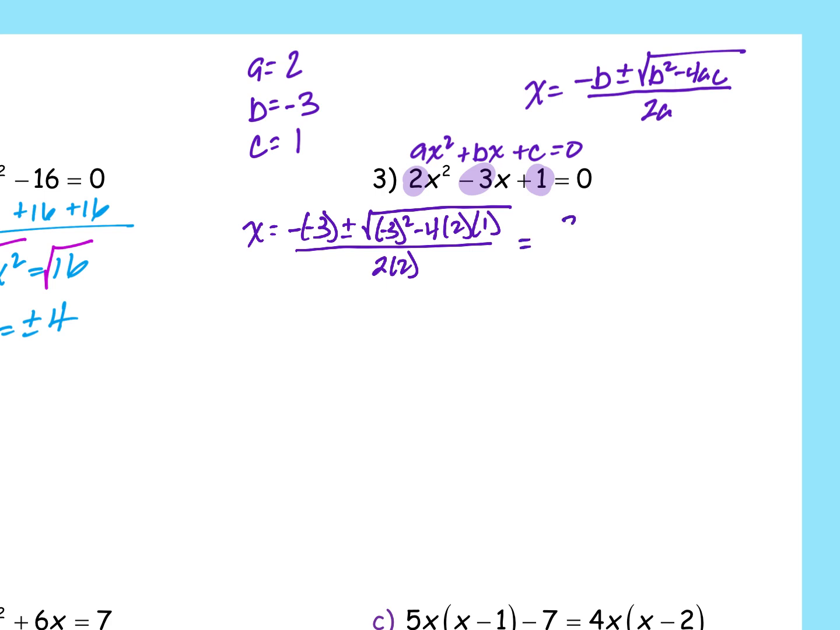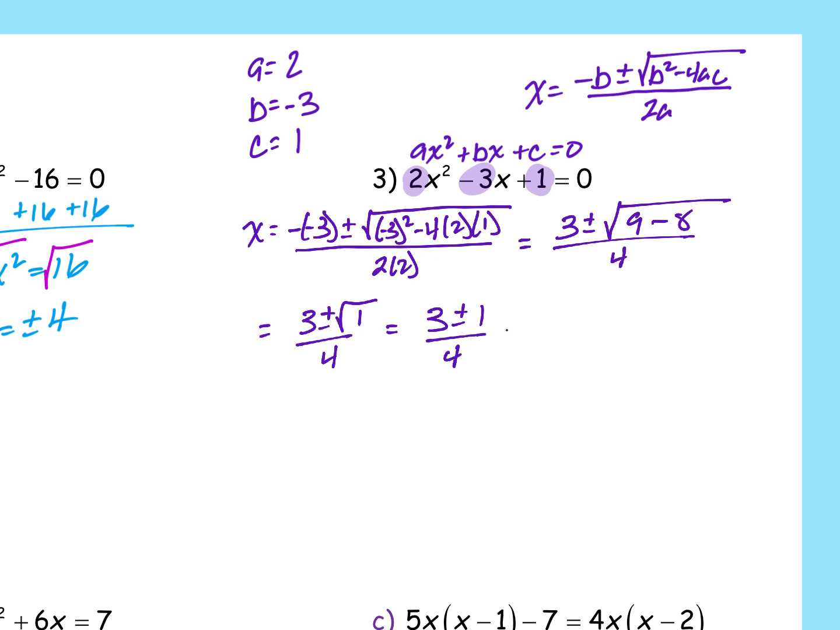And that's going to equal 3 plus or minus the square root of 9 minus 8, all divided by 4, which is going to equal 3 plus or minus the square root of 1 divided by 4, which equals 3 plus or minus 1 divided by 4. And in this case, I'm going to get 3 plus 1 divided by 4 and 3 minus 1 divided by 4, which gives me 1 or 1/2, I believe. 3 minus 1 is 2, 2/4 is 1/2. Yeah, okay.